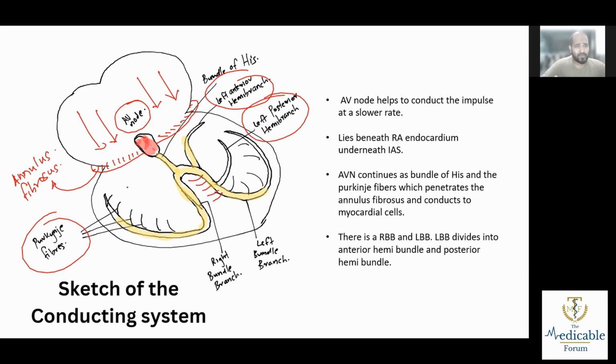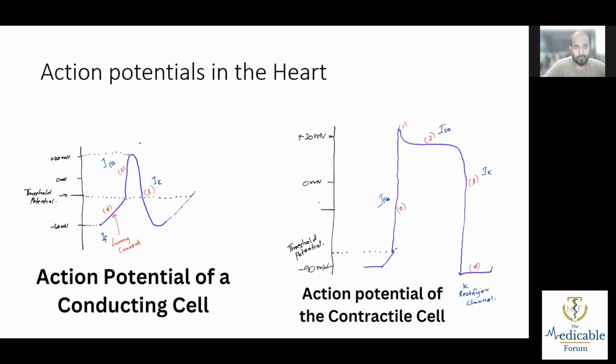So why do we need to know this? Because in clinical practice, when we are dealing with ECGs, we would be dealing with a lot of bundle branch blocks. So depending on where the block is, whether it is here, or here, or here, the ECGs will manifest in various ways, which we will be discussing in due course. But this is the basic idea which you have to have.